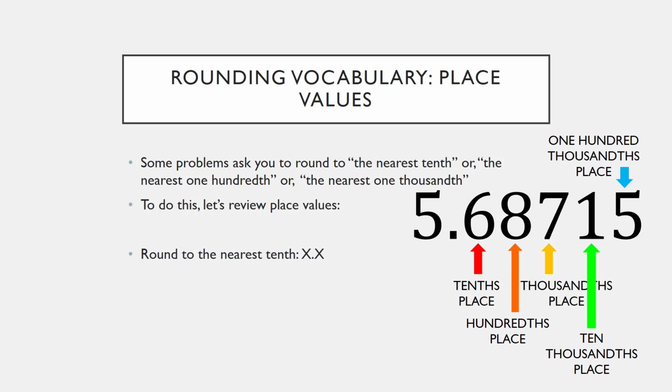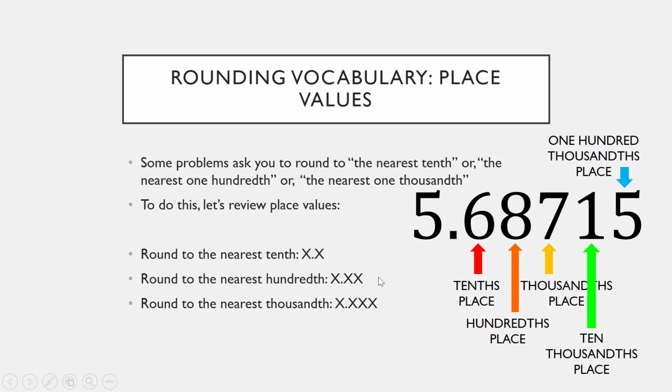So if we're asked to round to the nearest tenth, that means that we only want 1 digit to the right of the decimal point. Rounding to the nearest hundredth means that we want 2 digits to the right of the decimal point. Rounding to the nearest thousandth means we want 3 digits to the right of the decimal point. And rounding to the nearest 10,000th would be 4 digits to the right of the decimal point.